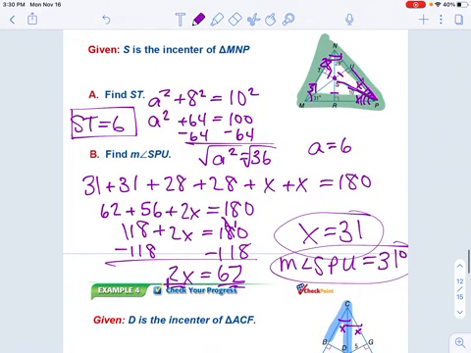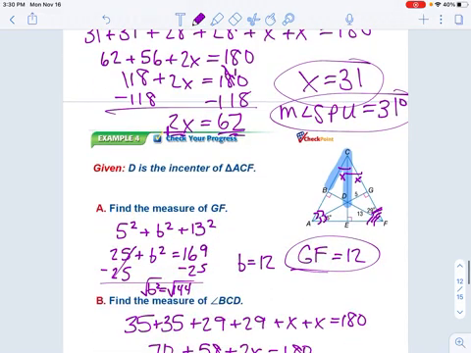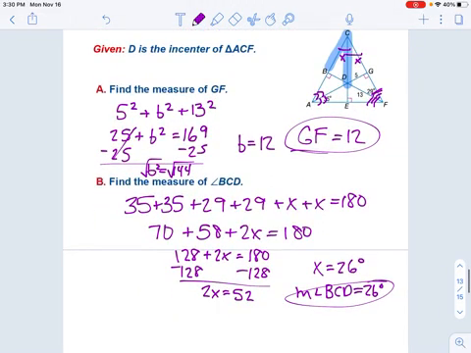I'll give you a second. You can try the next one on your own, and then I'll scroll up. So go ahead and pause me and try the next one. Alright, hopefully you got these as your solutions. It's very similar to the last example, and you should be good to go.